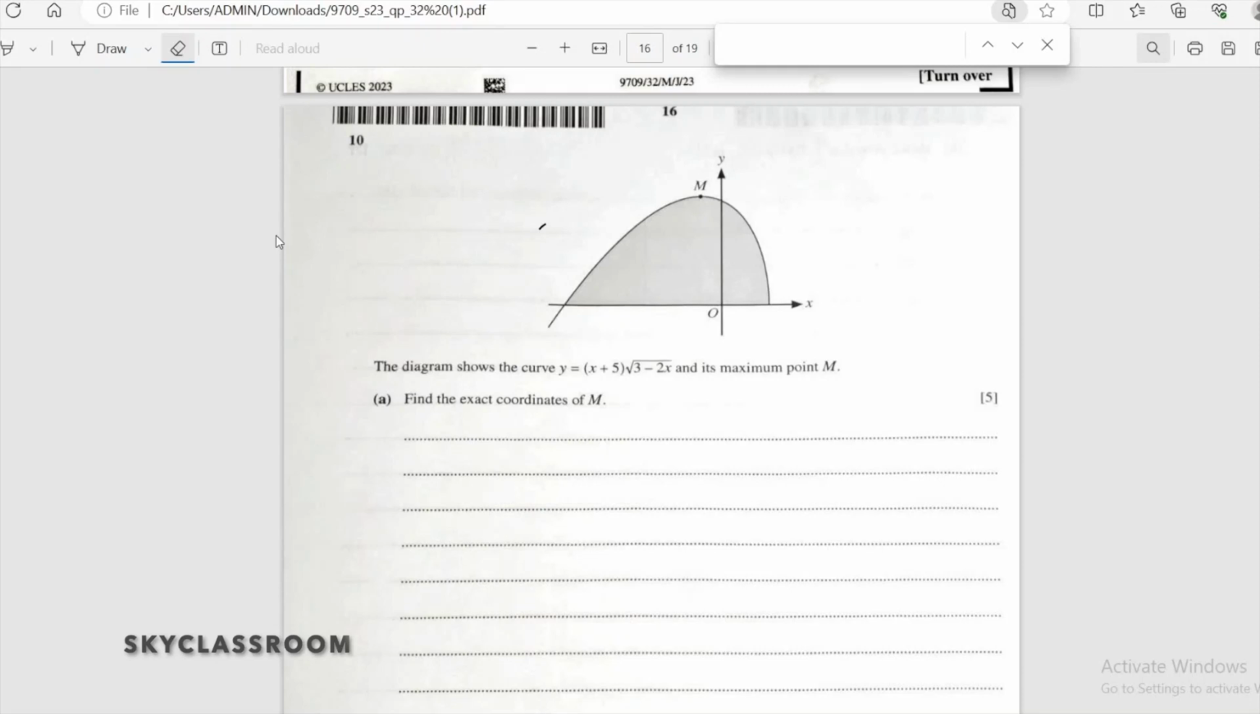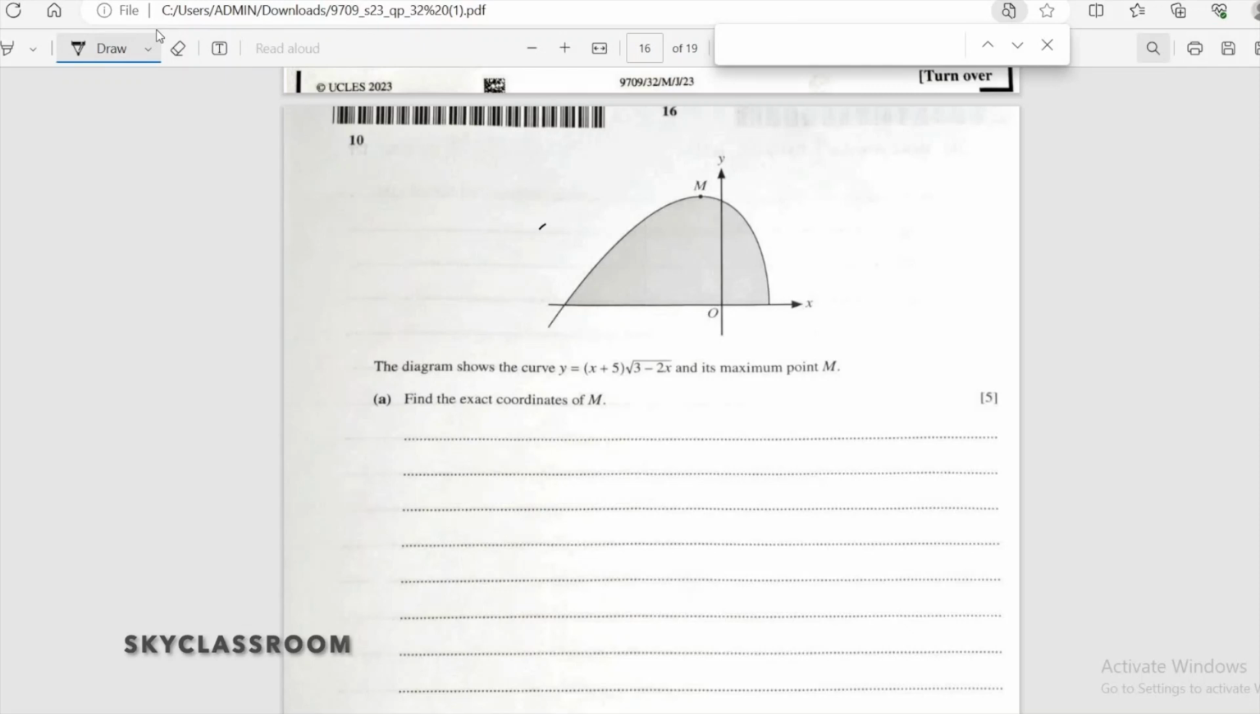Now the expression is like a product form, x plus 5 multiplied by square root of 3 minus 2x. So to find the maximum point, we need to differentiate using product rule, or you need to first find the stationary point. How do you find the stationary point? Differentiate using product rule, equate your value of dy dx to 0, and the value of x will be the maximum point. Since they said the point is maximum, you don't need to test it further.